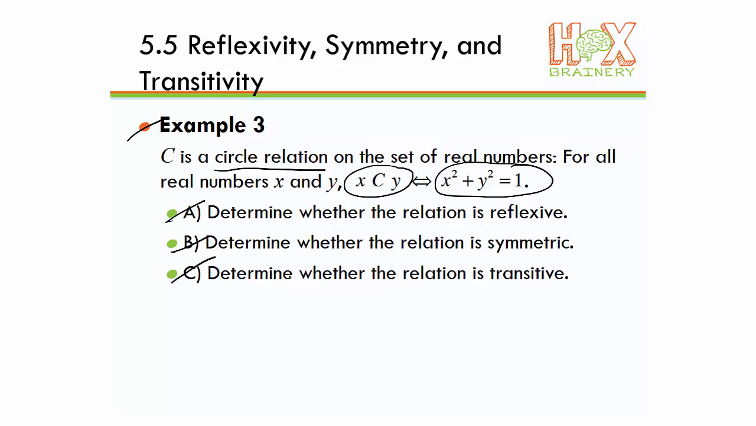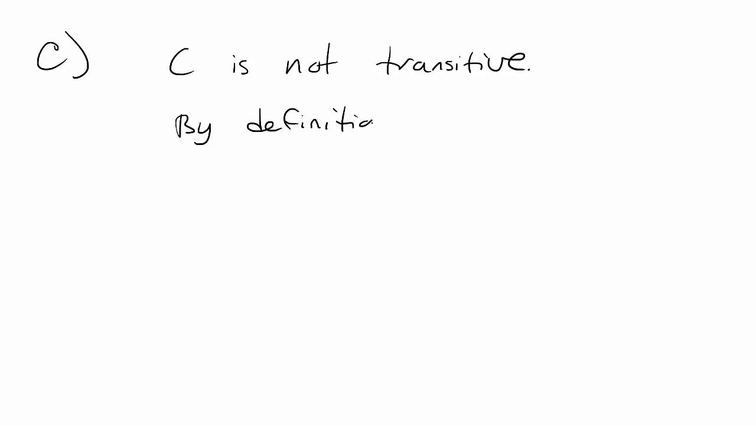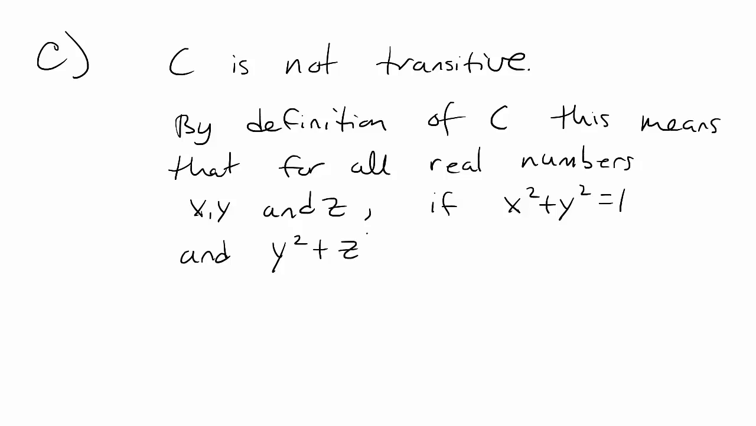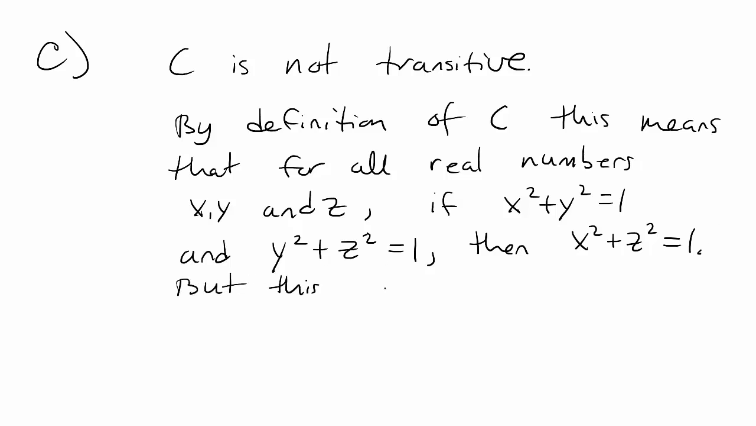Last part, determine whether the relation is transitive. See if we can come up with a counterexample. This is not going to be transitive. Okay. By definition of C, this means that for all real numbers x, y, and z, if x squared plus y squared equals 1, and y squared plus z squared equals 1, then x squared plus z squared would have to equal 1. But this is false.